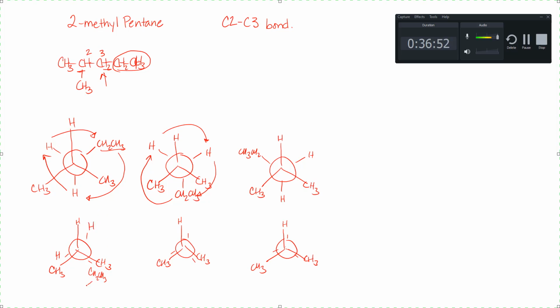And now we'll go ahead and rotate 120 degrees. So the ethyl group will come here. The hydrogen will go this way. And this hydrogen will come down here. And then one more rotation. Ethyl group to the top position. This hydrogen over here. And this hydrogen now down here. So there are my 3 staggered and 3 eclipsed conformations. This is going to be A, this is going to be B, this is going to be C.